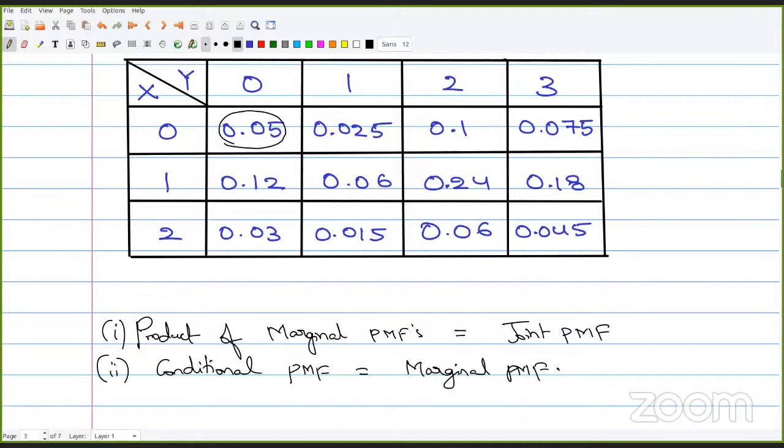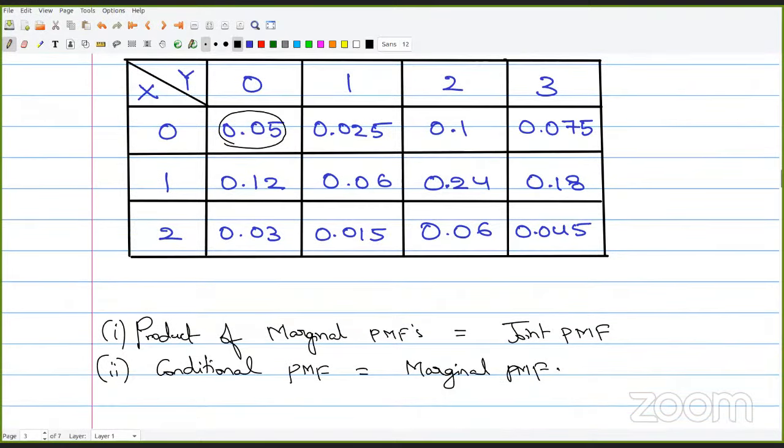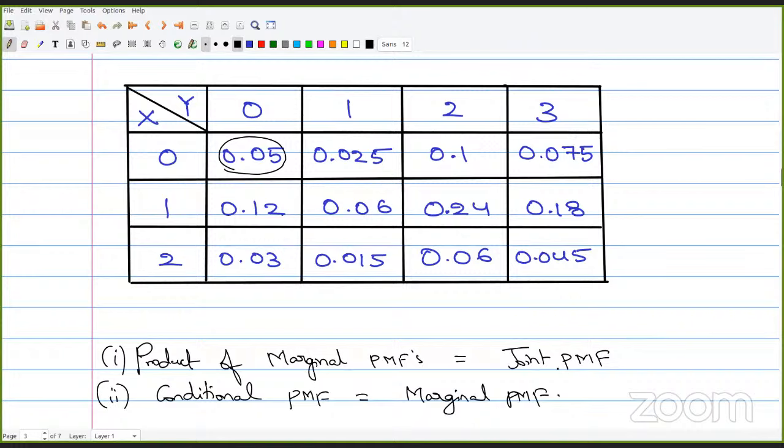Whatever the probability X takes 2 is independent of Y, so it is nothing but the marginal PMF of X. That is why conditional will convert to marginal, and product of marginals will be equal to joint PMF. Now find the marginal PMFs of this and tell me whether X and Y are independent or not.